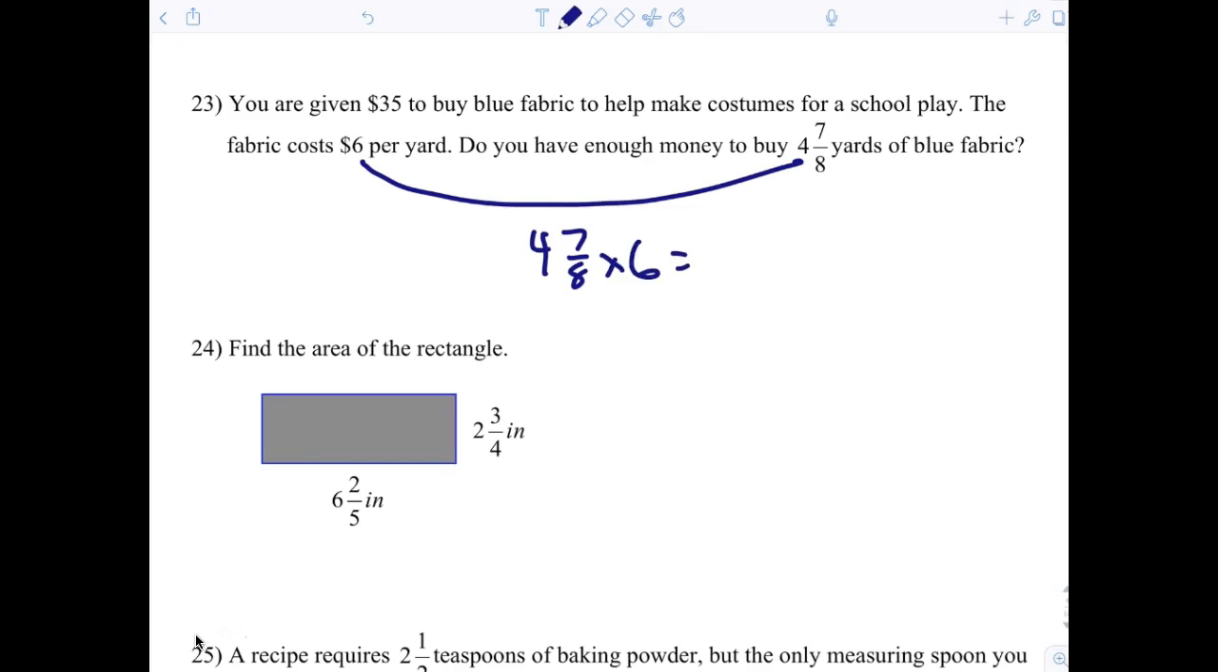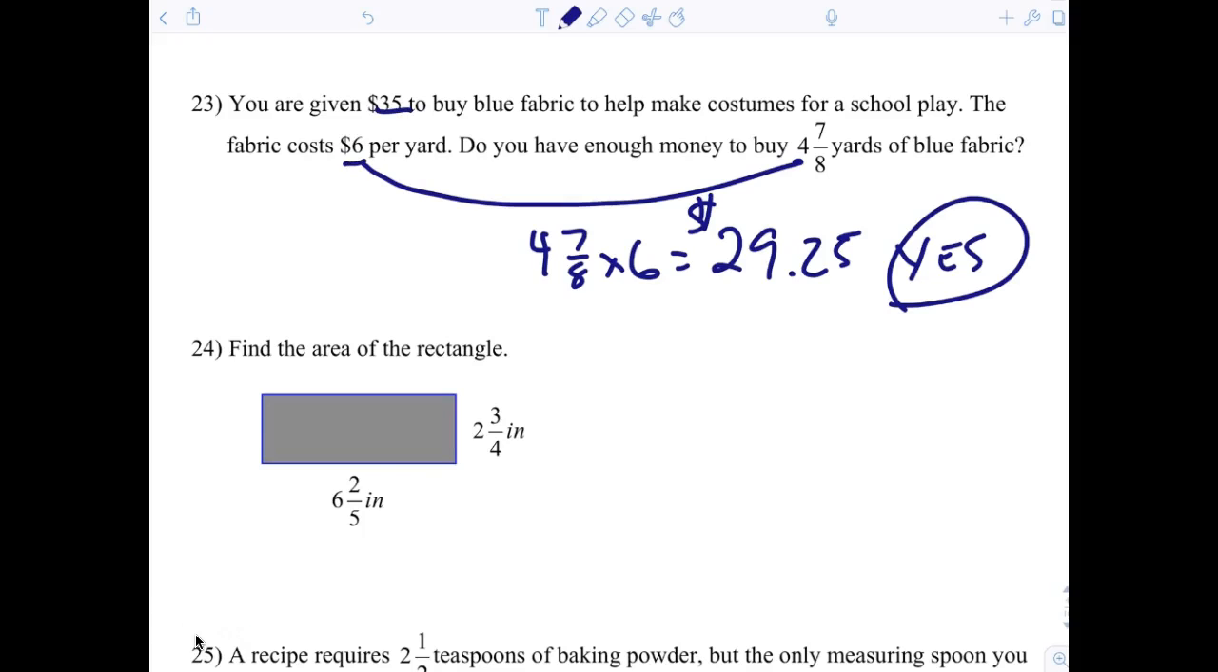What is that? $29.25. So do you have enough money? Yes. What's another way we could have done it? You want to tell me what's another way? Could you have done 35 divided by 4 7/8? Well, I would have done 35 divided by 6. I didn't do that, right? If you do 35 divided by 6, that'll tell you how many yards you can buy. Do you agree with me?